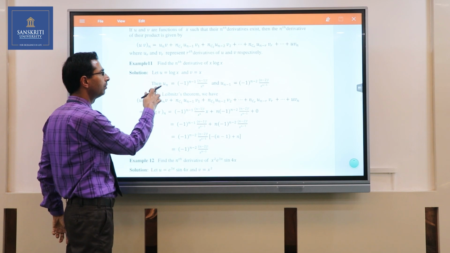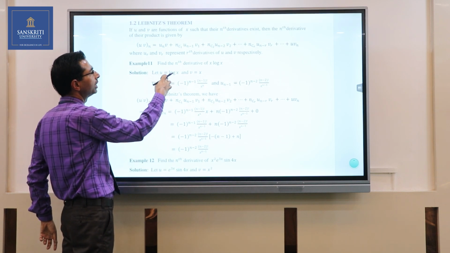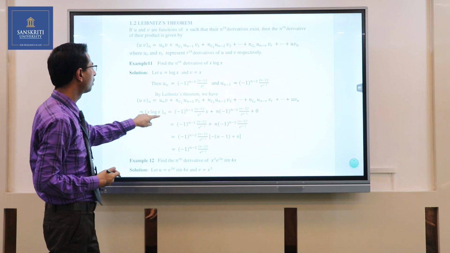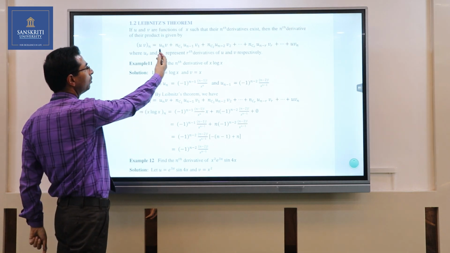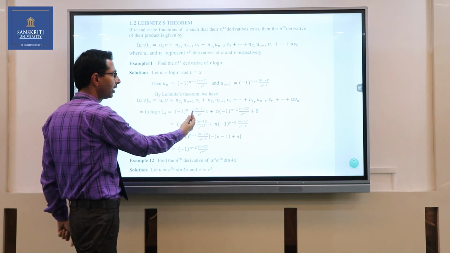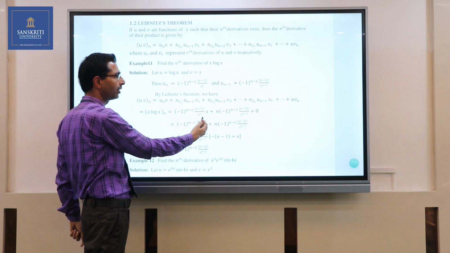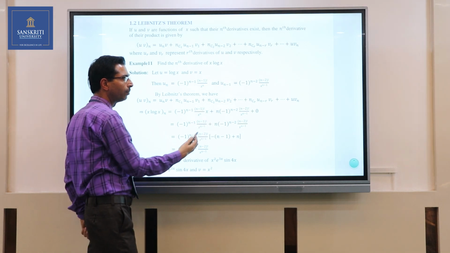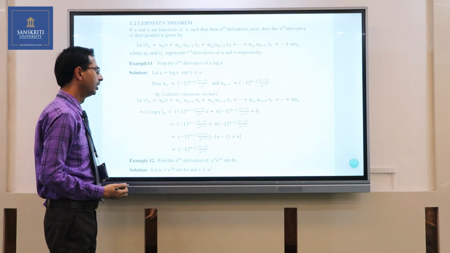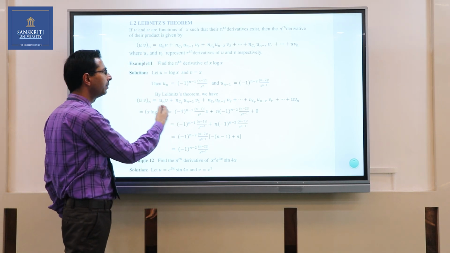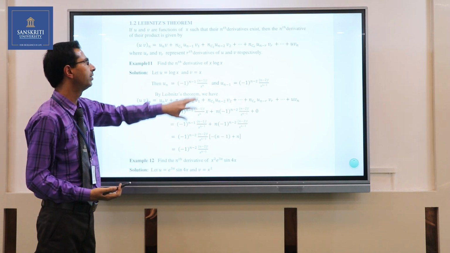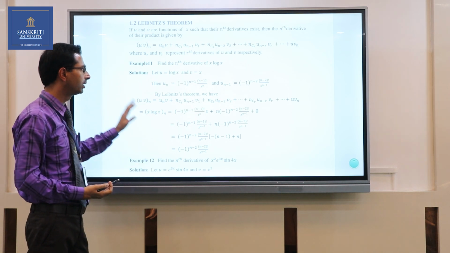So by Leibniz theorem we put u is equal to log x and v is equal to x. So this one, the nth derivative of x log x: first u_n and v, which is (minus 1) to the power n minus 1, (n minus 1) factorial upon x to the power n, times x, plus n into (minus 1) to the power n minus 2, (n minus 2) factorial, x to the power n minus 1. So this is the formula of the Leibniz theorem. If we put the values of u and v, then we find the solution.